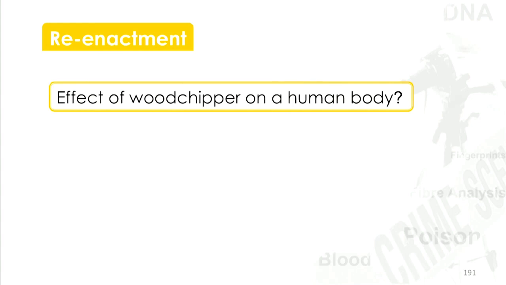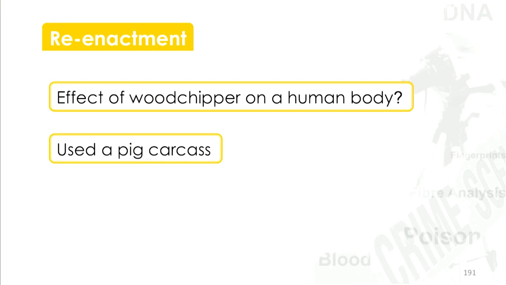Now, what needs to be reenacted? What part of this story is beyond our normal experience? And it's a very simple question. What is the effect of a woodchipper on a human body? So in order to investigate this, the police decided to use a reconstruction. Now, obviously, they can't call for volunteers, and what they used was the carcass of a pig.